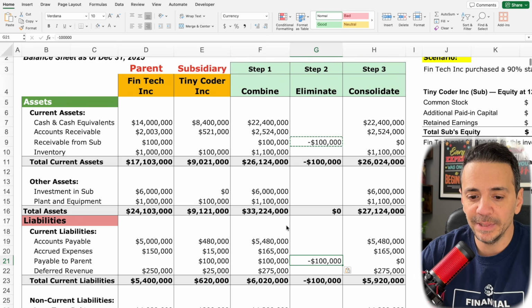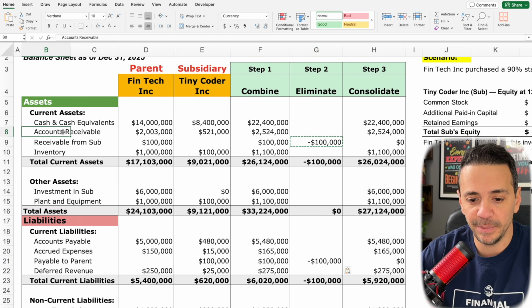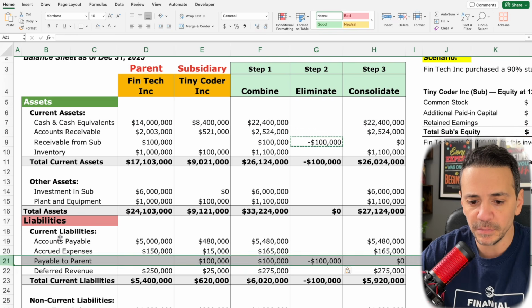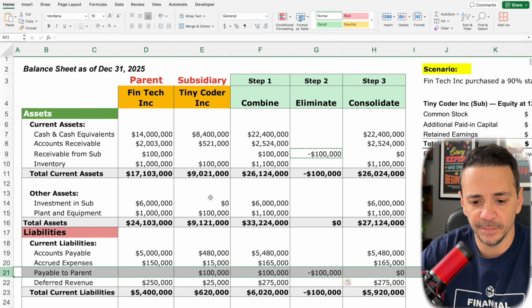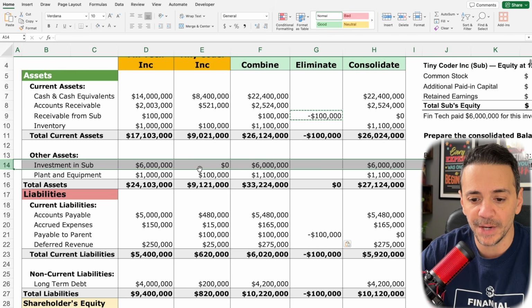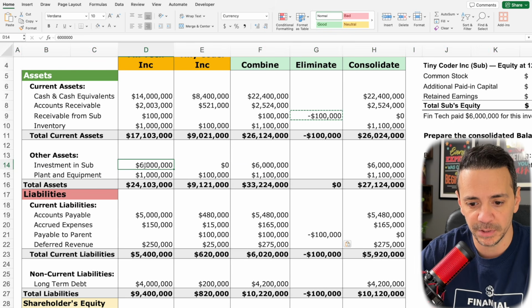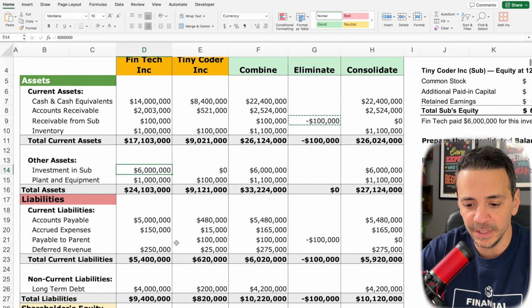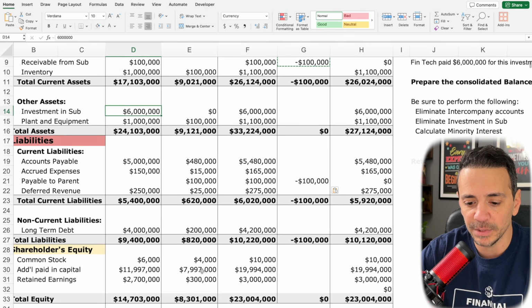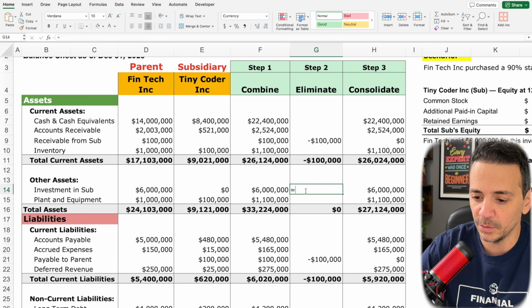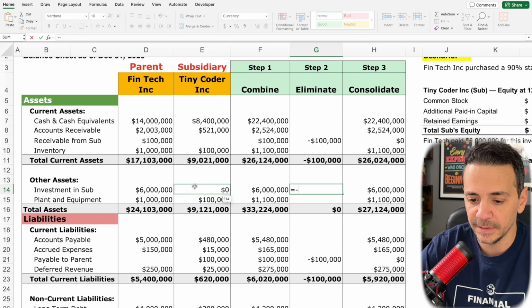Okay, so we eliminated the receivable from sub and the payable to the parent. The next one you'll see is investment in sub. So the investment in sub, this is what the parent recorded when they made the investment in a subsidiary. And the corresponding item on the subsidiary is going to be the common stock and the additional paid in capital. So we'll go ahead and eliminate this account, equals negative $6 million.